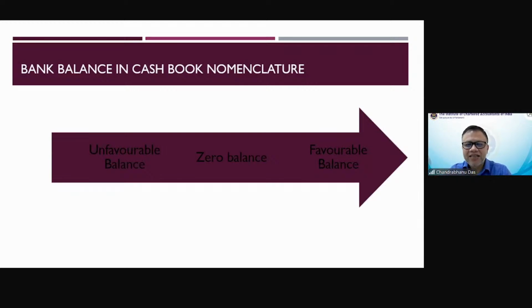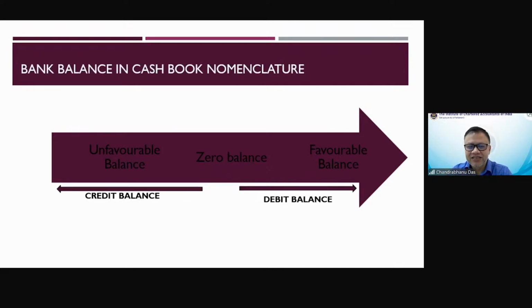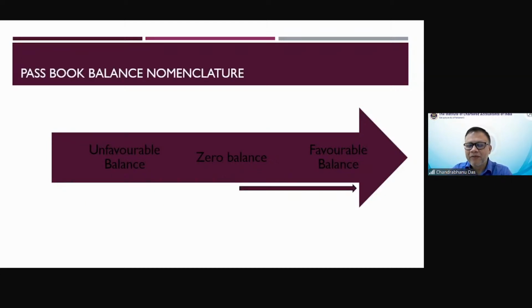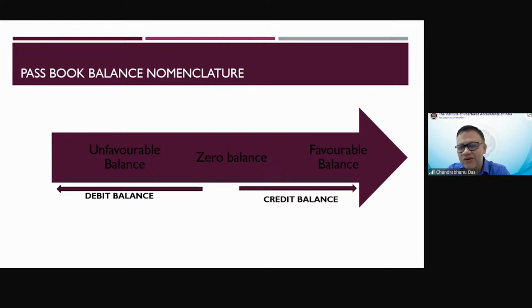So you have the nomenclature of unfavorable balance, zero balance, favorable balance in a cash book. Unfavorable is always a credit balance, favorable is always a debit balance. This is the nomenclature for the cash book. In the passbook, favorable balance is always a credit balance and unfavorable balance is always a debit balance. That's why when your account has a debit balance, bankers sometimes call you to say that your bank balance is debit. Please deposit some money. When you deposit 1,000, 1,000 rupees is credited, and you get a message on your mobile as credit balance. So credit balance is always a favorable balance for banks.